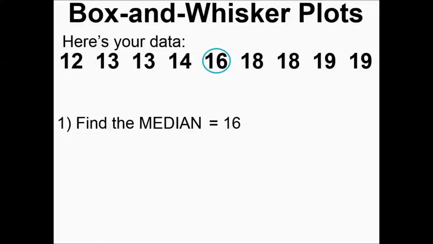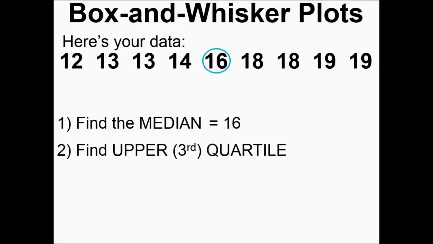Then you're going to find something called quartiles, upper and lower quartiles. Your upper quartile, you're going to take these 4 numbers that are to the right of your median, and you're going to find the median of those. So in that case, the median of these four numbers is going to be between 18 and 19. So that's going to be 18 plus 19 over 2. You're going to have that as 18 and a half.